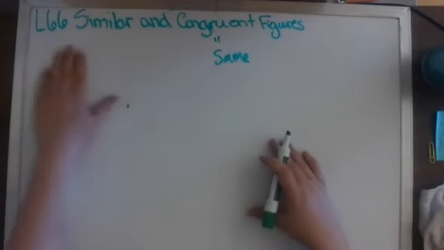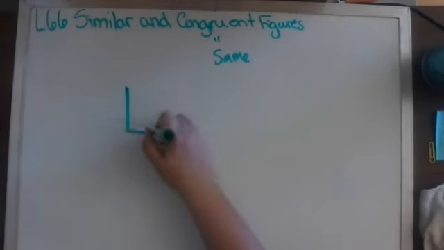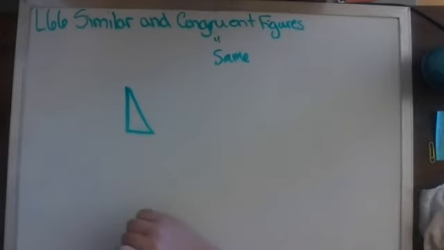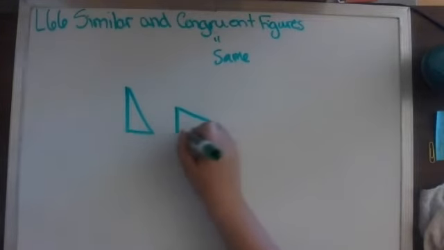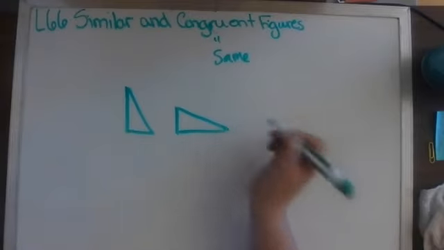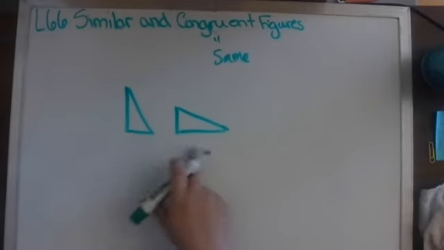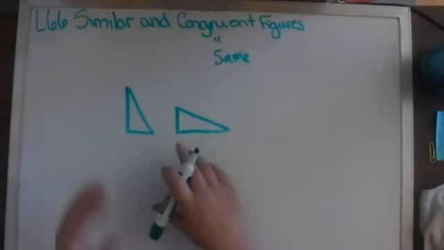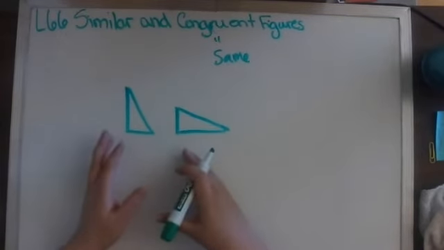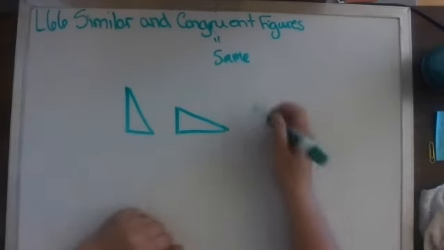Let's look at some more shapes. So this triangle, okay, is congruent with this triangle. They're the same triangle. They are congruent. It's just this one's been laid down on its side and this one has not. Okay, but otherwise they are the same triangle. That means they are congruent.